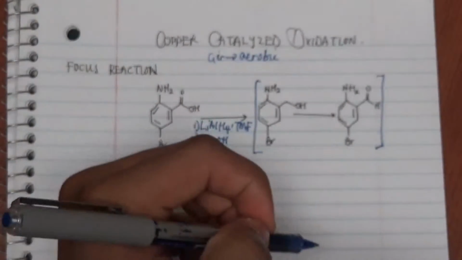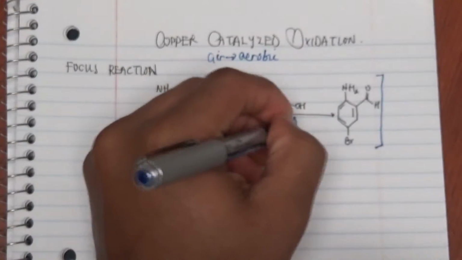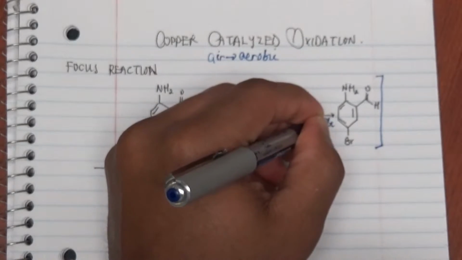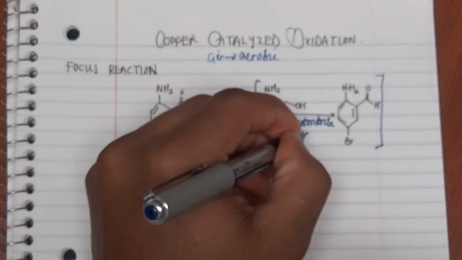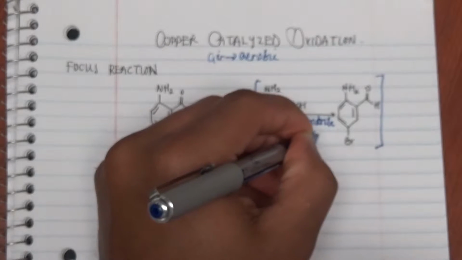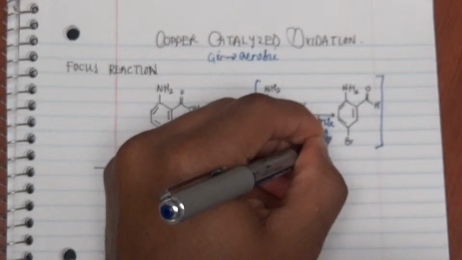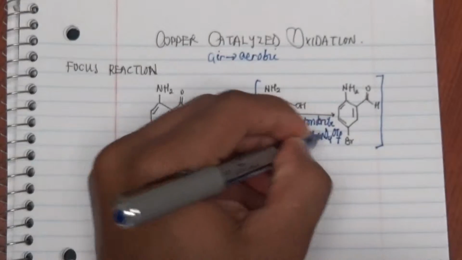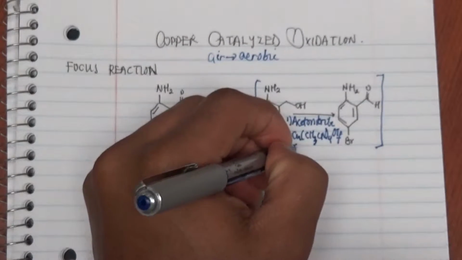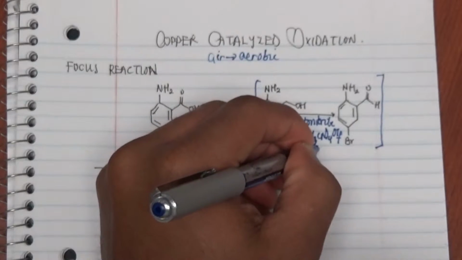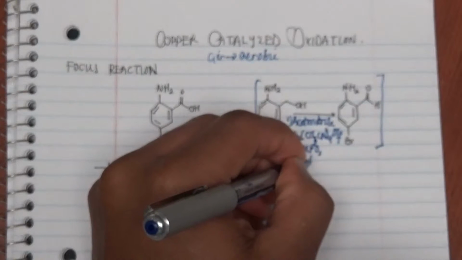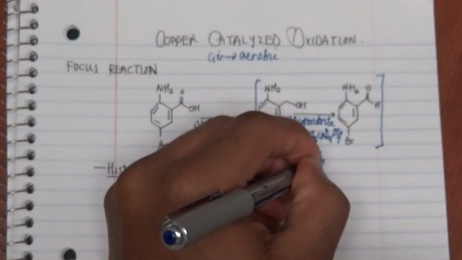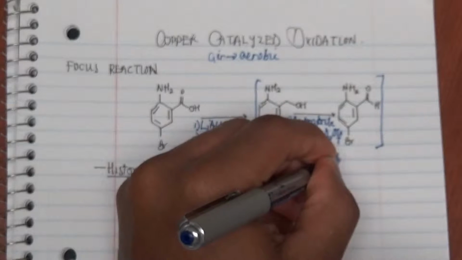And what are the key players that will be involved in this reaction? We have acetonitrile, and we include a copper attached to a specific ligand in the presence of another ligand here, and then you have TEMPO, which is a very interesting reagent in this reaction overall, and finally we add N-methylimidazole.